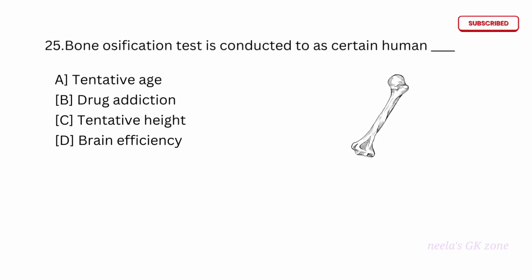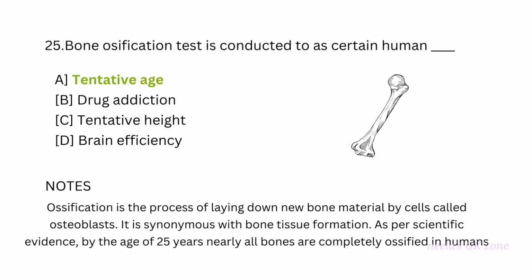And the next question is: a bone ossification test is conducted to ascertain a human's tentative age, drug addiction, tentative height, brain efficiency. And the answer is tentative age. Ossification is the process of laying down new bone material by cells called osteoblasts. It is synonymous with bone tissue formation. As per scientific evidence, by the age of 25, nearly all bones are completely ossified in humans.